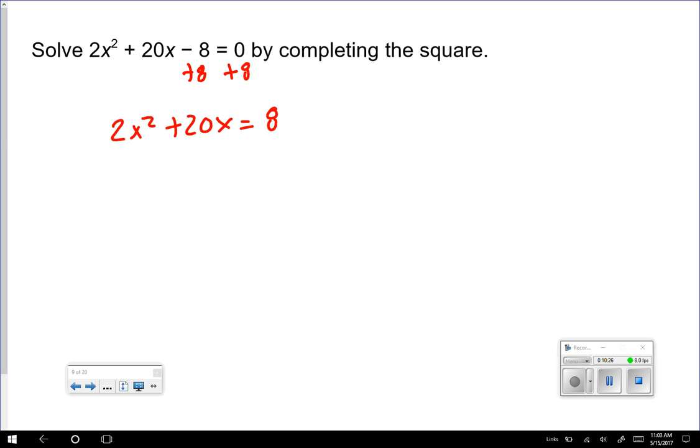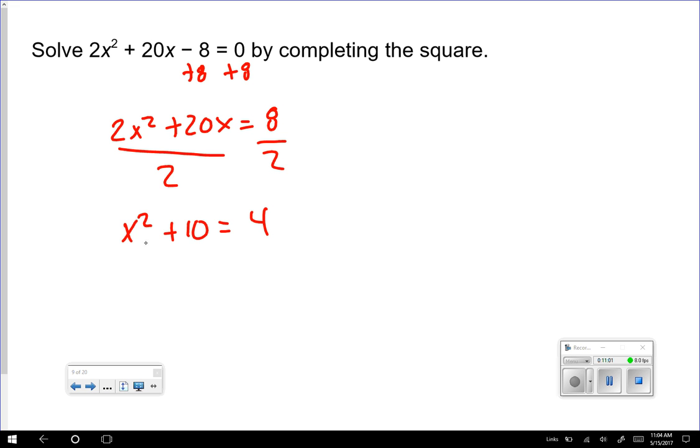Okay, this one involves a lot here as well because I don't want this 2 out in front. I need to get rid of that 2. So what I'm going to do is divide each side by 2. So I'd have x squared, and 20 divided by 2 is 10, equals 4. So I had a lot of setting up to do there. If you have ax squared plus bx plus c, you need to get the c over, and you need to get x squared with a coefficient of 1.